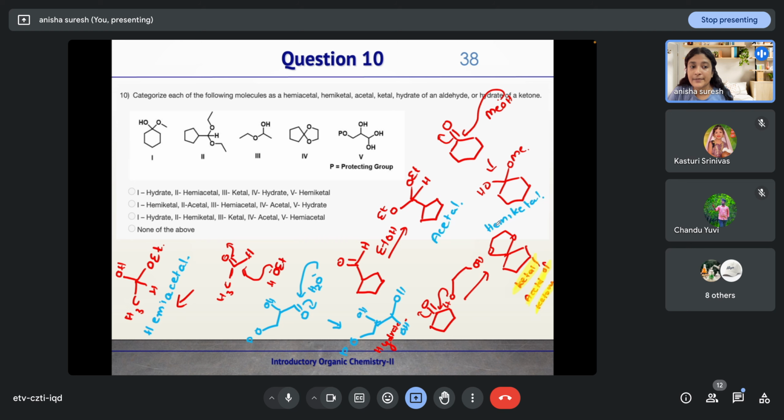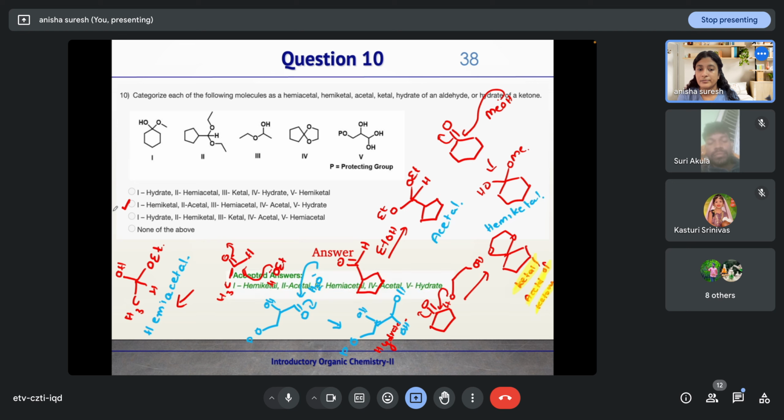So as we can see, the first one is hemiketal. The second one is acetal. Third one is hemiacetal. Fourth one is ketal or acetal of ketone. And the final one is hydrate. So option B will be the right answer. Clear, right? Is it clear? Any doubts?